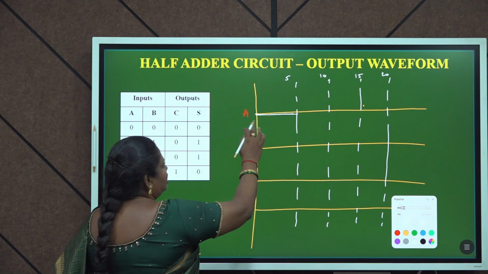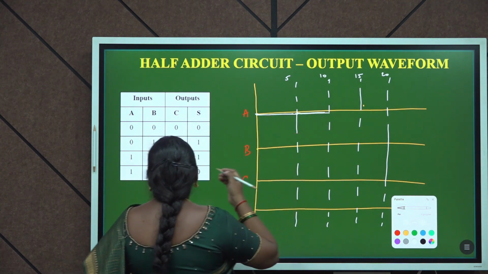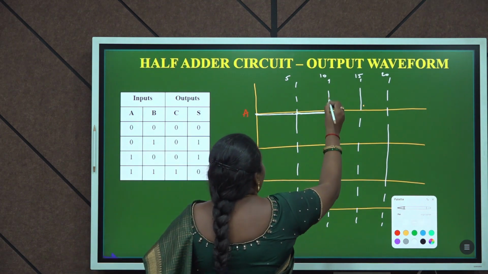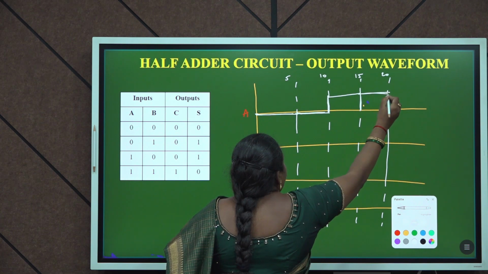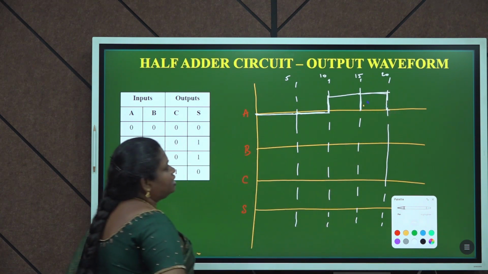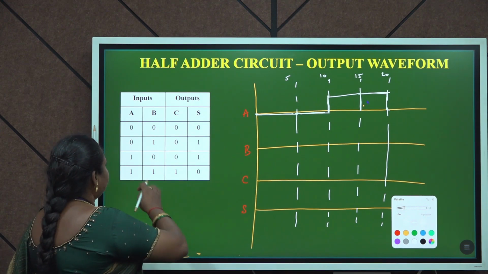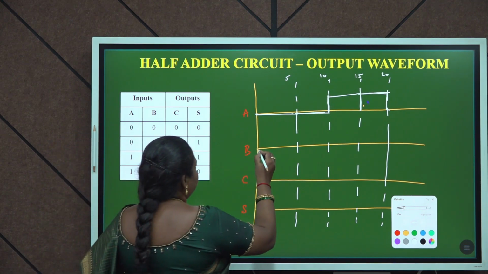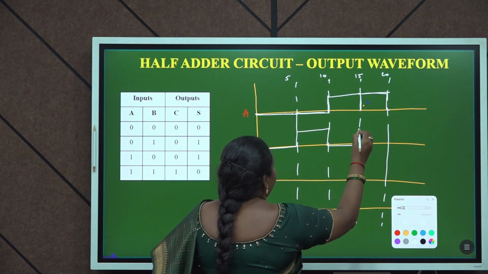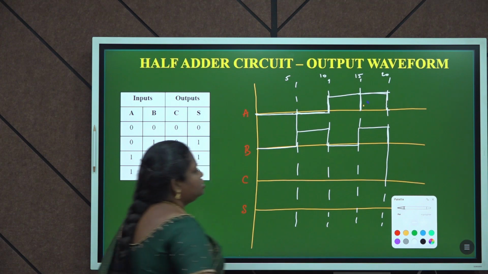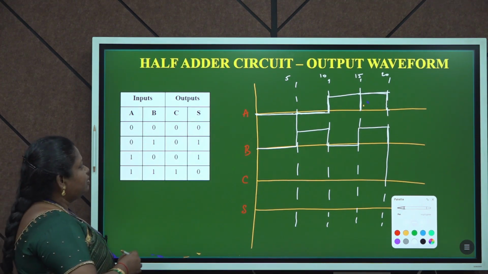So for A, that is equivalent to 0, so 0. Next it is also 0, so 0, and next one is 1, and then it is also 1, so again it is flowing at 1. So this is my input response for A. Similarly I am going to draw for B also: 0, 1, 0 and 1. So this is my input response, and I have to check it with my outputs.